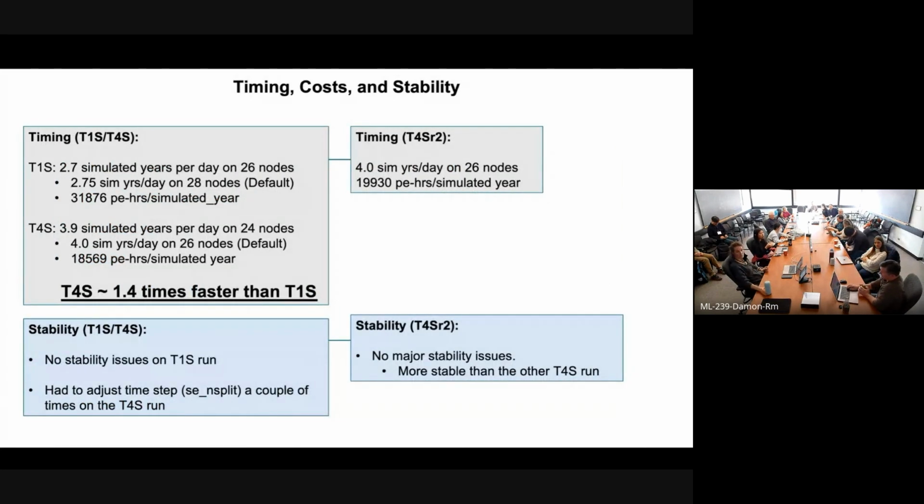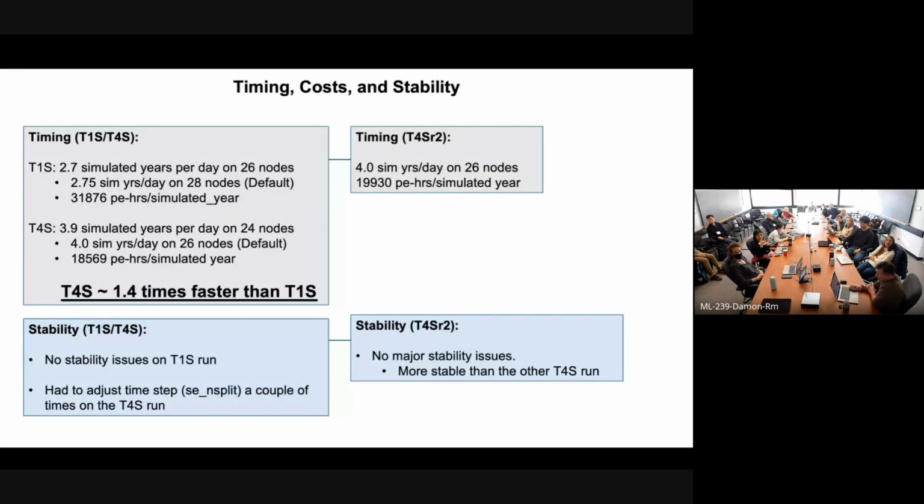And so, timing, cost, and stability. The T1S run comes in at around 2.75 simulated years per day. Our T4S run comes in at around 3.9 simulated years per day. That gives us almost, T4S runs about 1.4 times faster. And our second T4S run is pretty much the same as our first one.